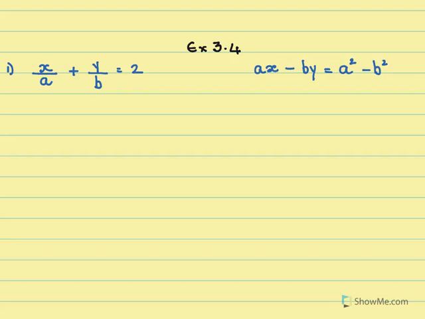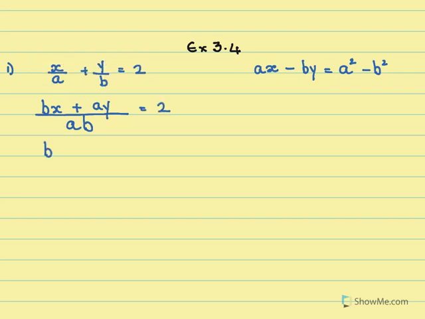x over a plus y over b equal to 2, ax minus by equal to a square minus b square. Let's take up the first equation, and here we are going to take the LCM, and the LCM will be ab, which means we need to multiply a into b and the x also into b. Since the LCM is ab, we need to multiply the b into a and the y also into a. So here we'll get bx plus ay equals 2.